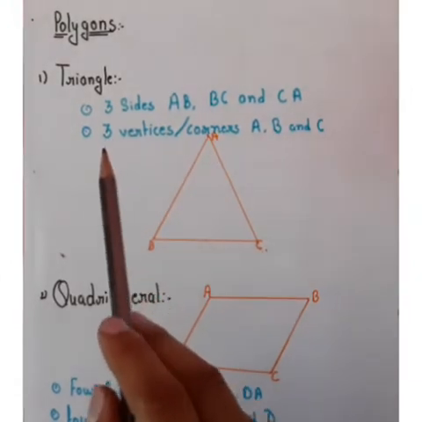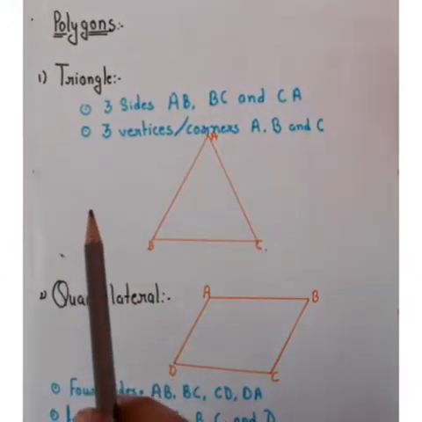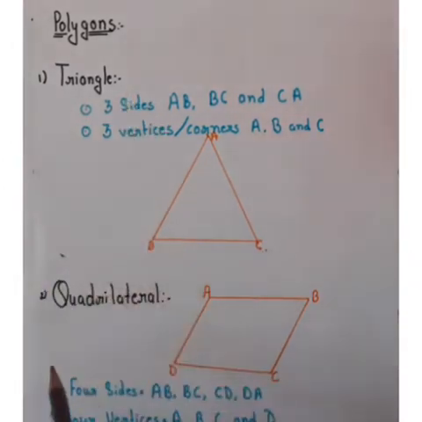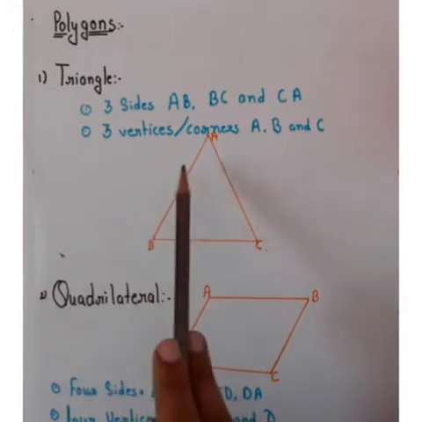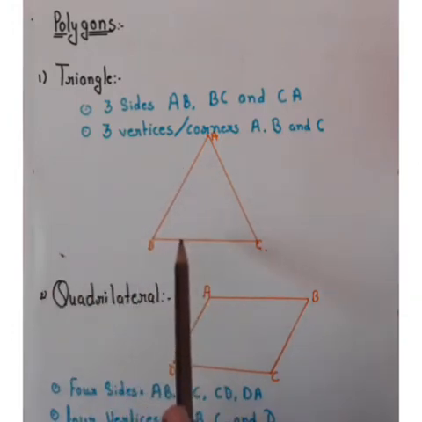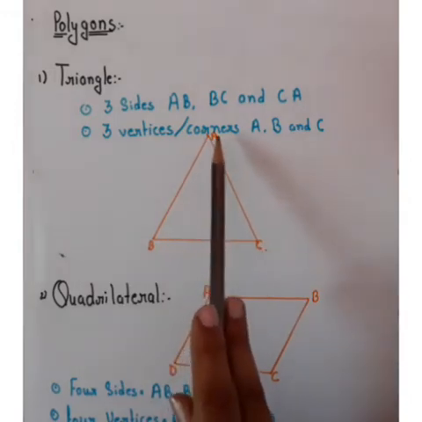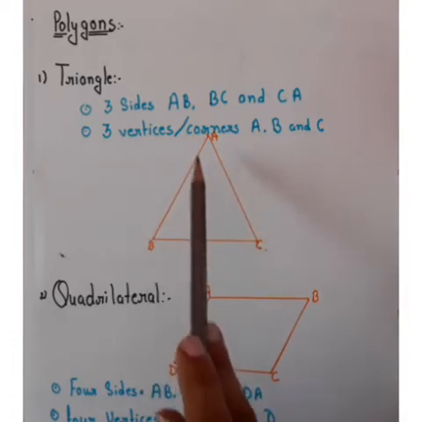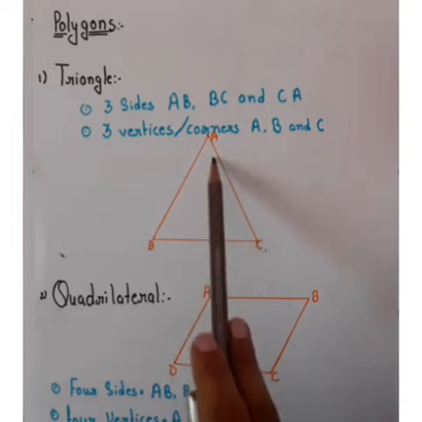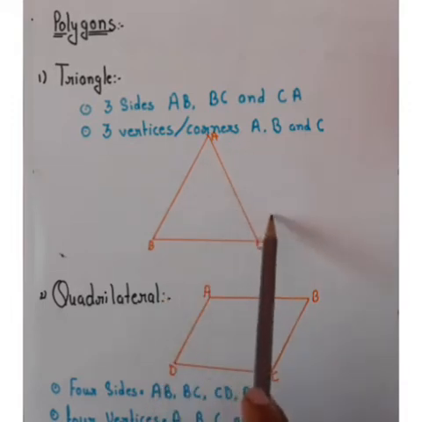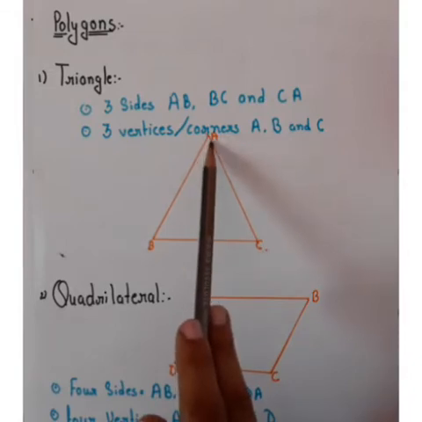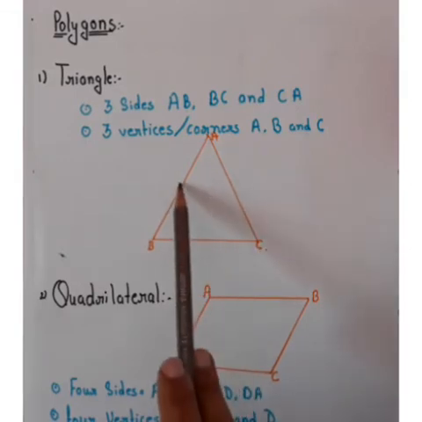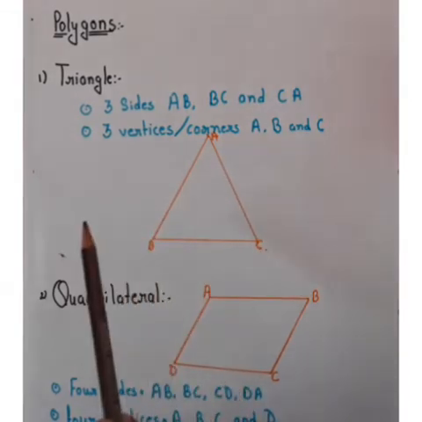Hello students. In our previous video we discussed polygons: any closed figure made up entirely of line segments is known as a polygon. I have drawn a figure over here and named it A, B, C. How many sides does this figure have? 1, 2, 3. Three sides. And how many corners, or vertices? 1, 2, 3. So this figure has 3 sides and 3 vertices.